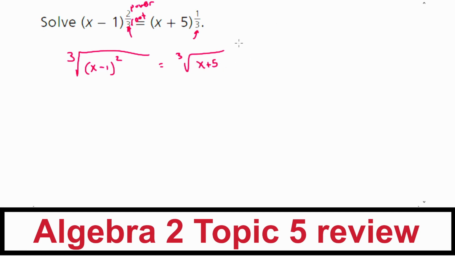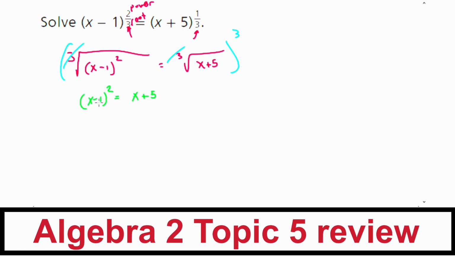And when I have that, it becomes really evident that my next step is to just cube both sides here. And then the cube root of something cubed cancels the cube root for both of these. And I'm left with something much easier to work with. I have x minus 1 squared is equal to x plus 5. Now all I have to do is expand and solve.